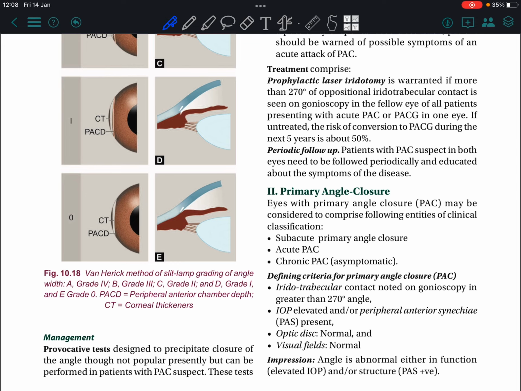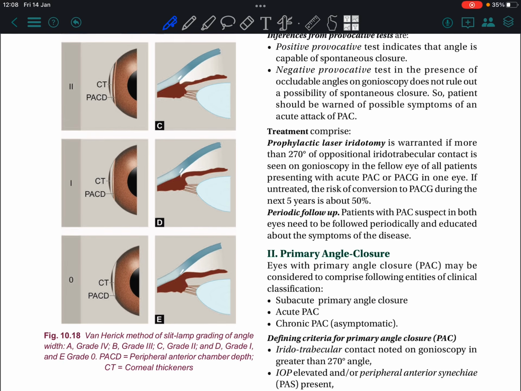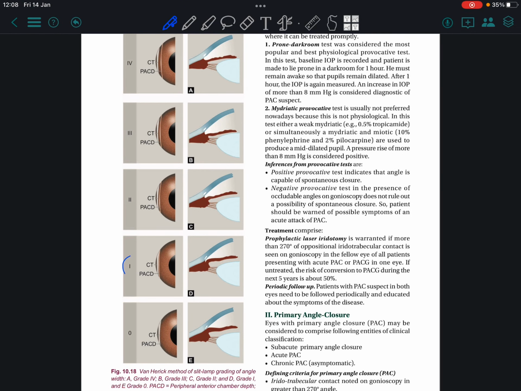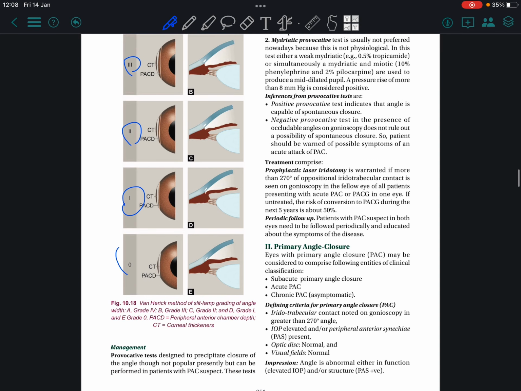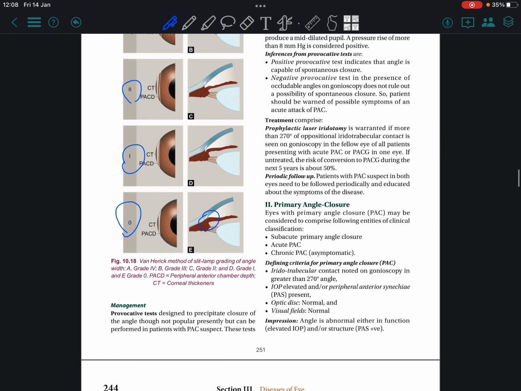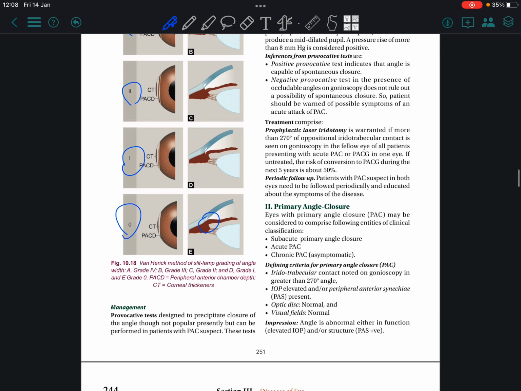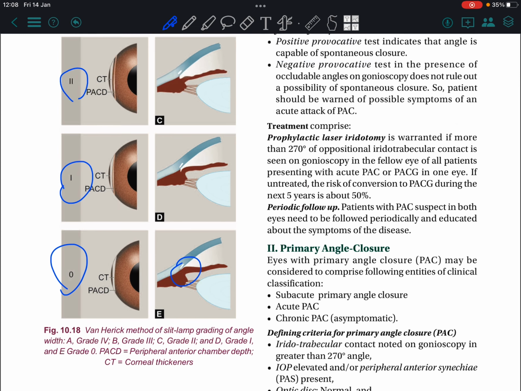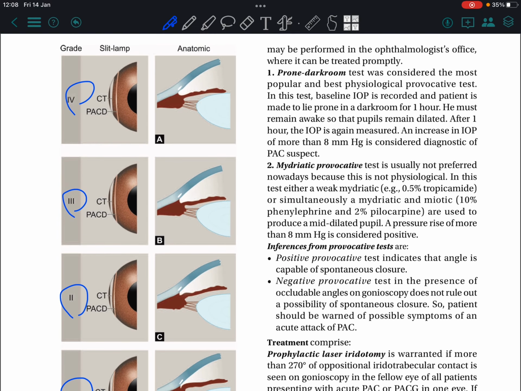That is the impression. Van Herrick method of slit lamp grading: grade 0, grade 1, grade 2, grade 3 and grade 4. Management. Provocative tests designed to precipitate closure of angle, though not popular presently, can be performed in patients with PACS. These tests may be performed in the ophthalmologist's office where it can be treated promptly.